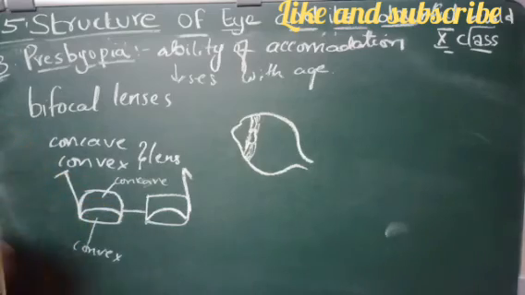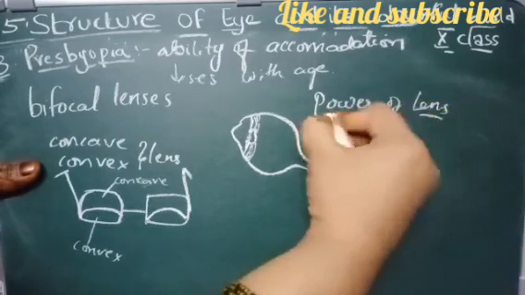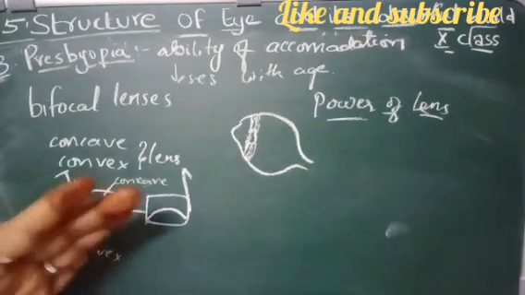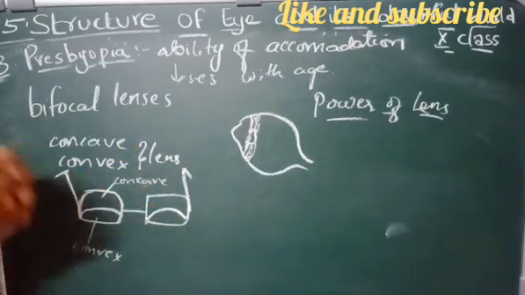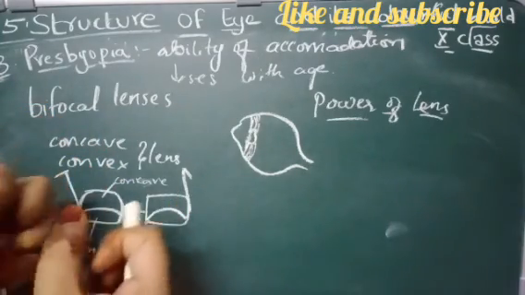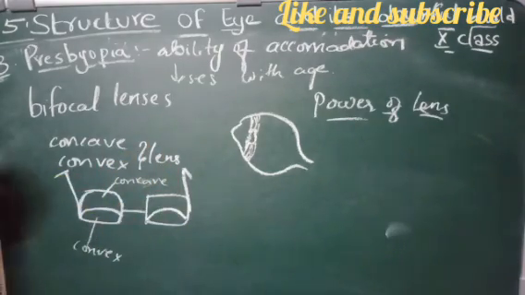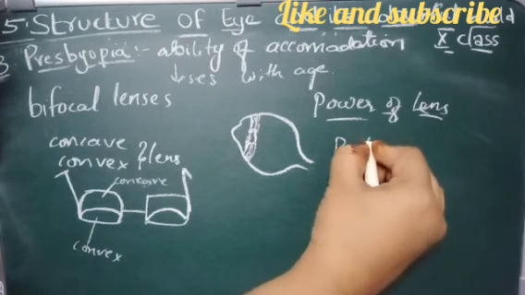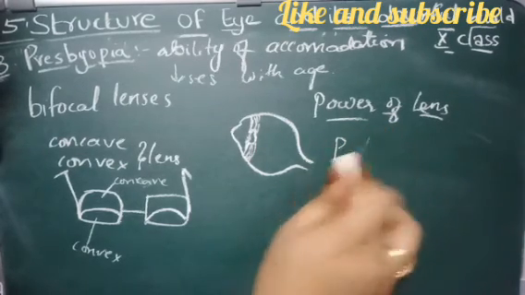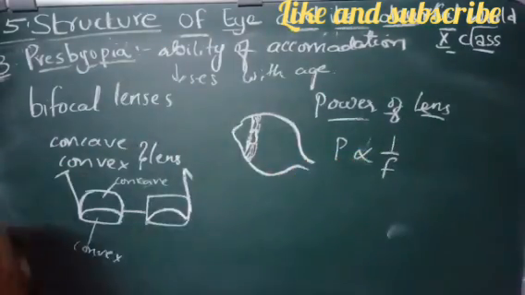So what is that power of lens? It is nothing but the degree of convergence and divergence of light rays that can be achieved by a lens. The degree of convergence, the concave property, and the divergence, the convex property, is called the power of that lens. Fine. So power is the reciprocal of focal length.